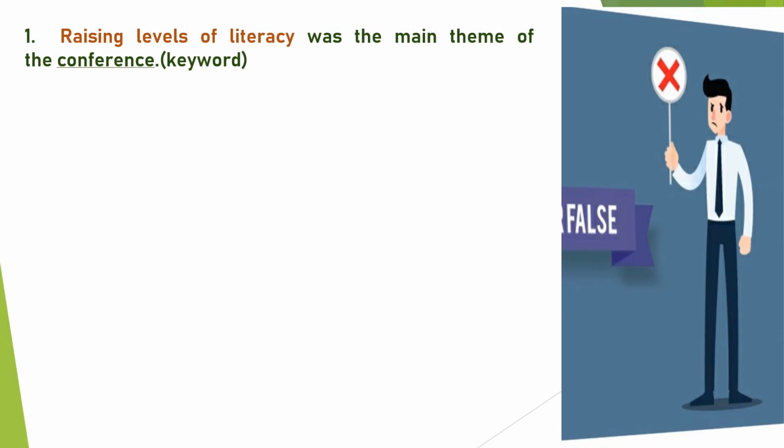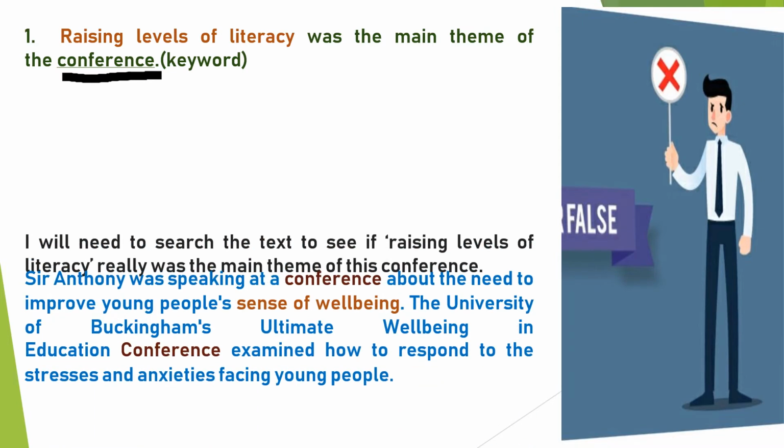The first statement is: raising levels of literacy was the main theme of the conference. So here, conference is our keyword. Now we are going to look through paragraphs A to D. In your real exam, go through the paragraphs and see which paragraph contains this keyword, conference. After you have found the paragraph, just read through it.